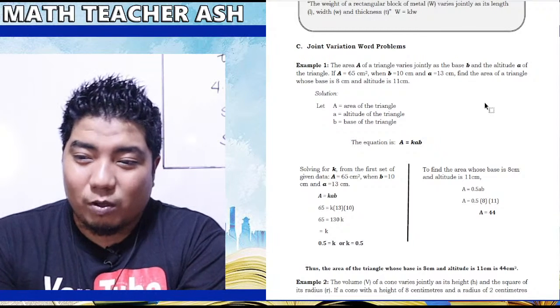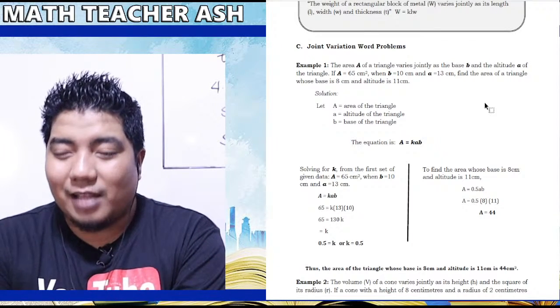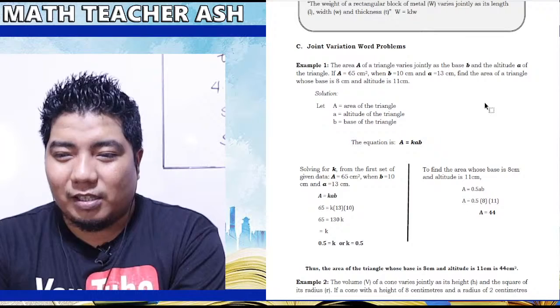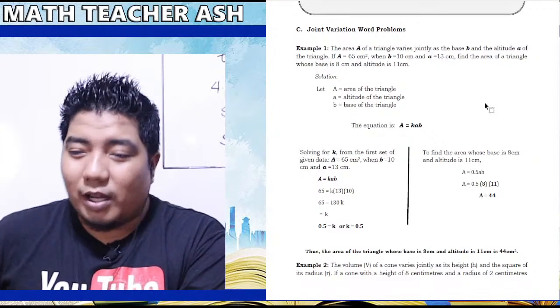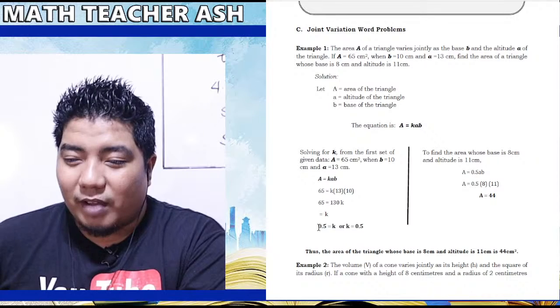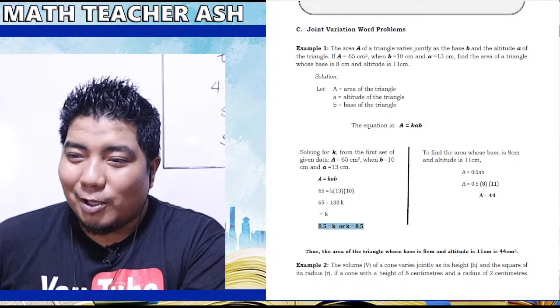Find the area whose base is 8 centimeters and the altitude is 11 centimeters. Since we are talking about area, the constant of that one is 1/2 or 0.5. Ito yon. Okay? So nakikita na natin.